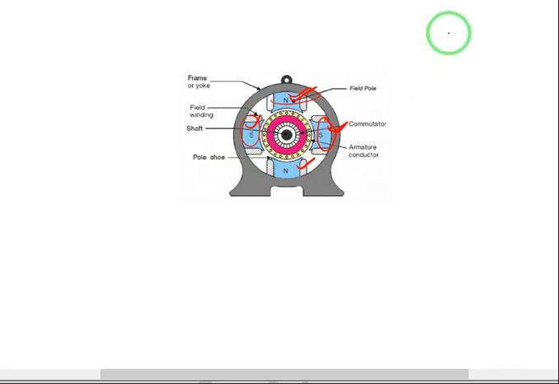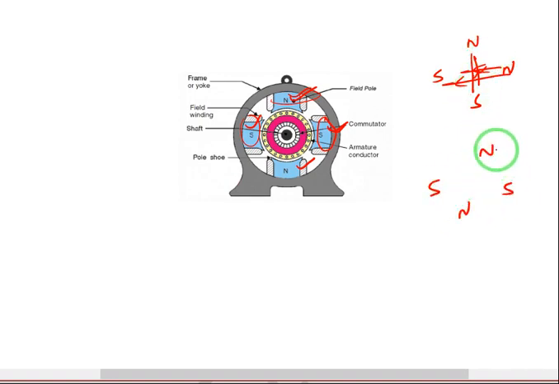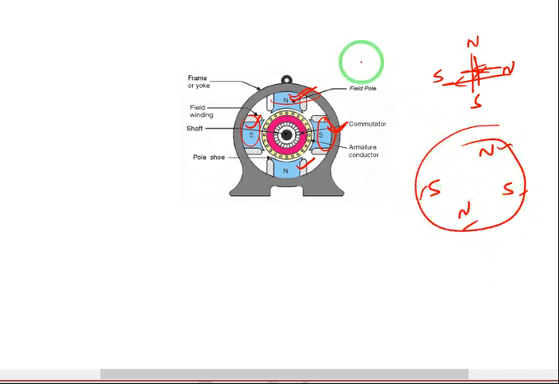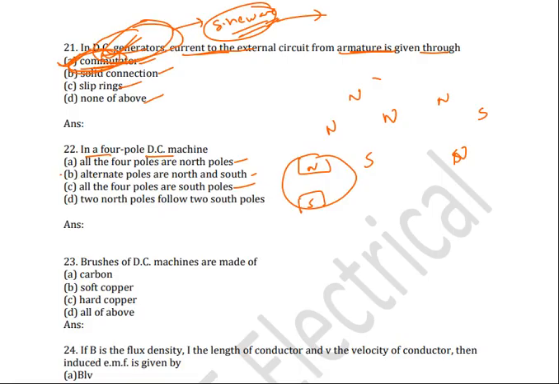If 2 poles are there, the north pole is here and the south pole is opposite. It will not be like this; the poles will be alternate only. Here north pole, here south pole, here north pole, south pole. So the arrangement will be like this only. This is the correct one. The alternate arrangement of north pole and south pole is the correct answer. So the answer is B.